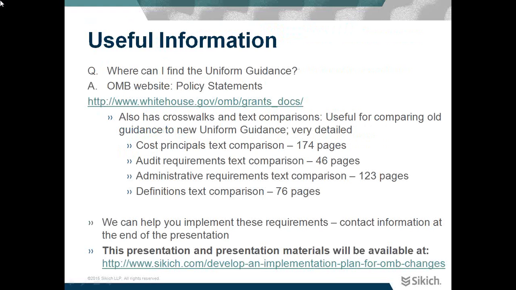Some other useful information that we find is using the uniform guidance on the OMB website. There are really good items there, and really good crosswalks. That's what we like to see with the guidance, because a lot of times people want to know what changed. You can go to the website we highlight there and see what changed as far as the cost principles goes. As you see, there are 174 pages just comparing the old text and the new text on the cost principles, another 46 pages specifically on audit requirements, and another 123 pages on the administrative requirements, which we're going to talk about first in today's discussion.